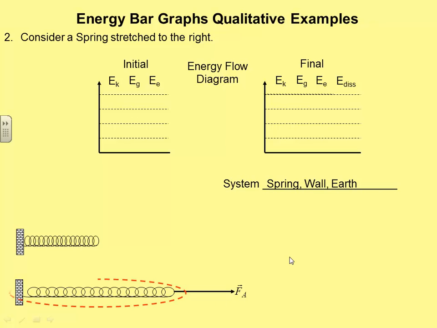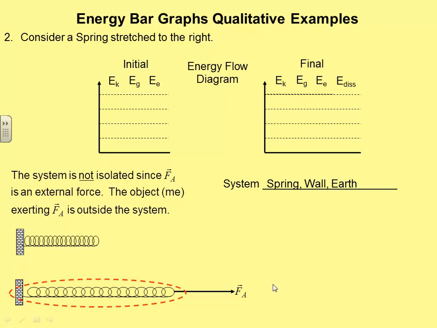So there's our system. Now, is this an isolated system? And for the first time, the answer is no. Right? Why not? Because me, the guy that's applying the force, is not part of the system. You can see it here in the picture. The applied force pierces the system boundary. Right? It goes through the system boundary. So there is an outside force being applied.